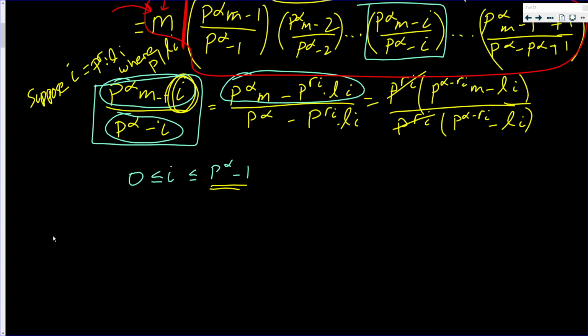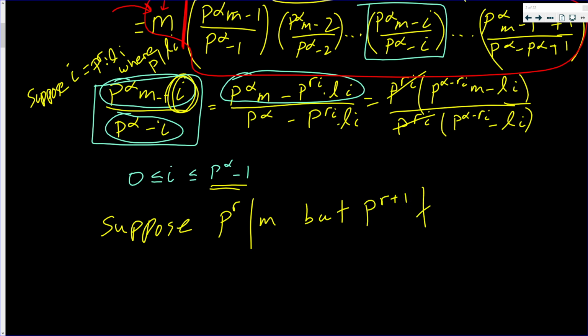Okay, so suppose p to the r divides m, but p to the r plus 1 does not divide m. That is, the largest power of p that divides m is r.